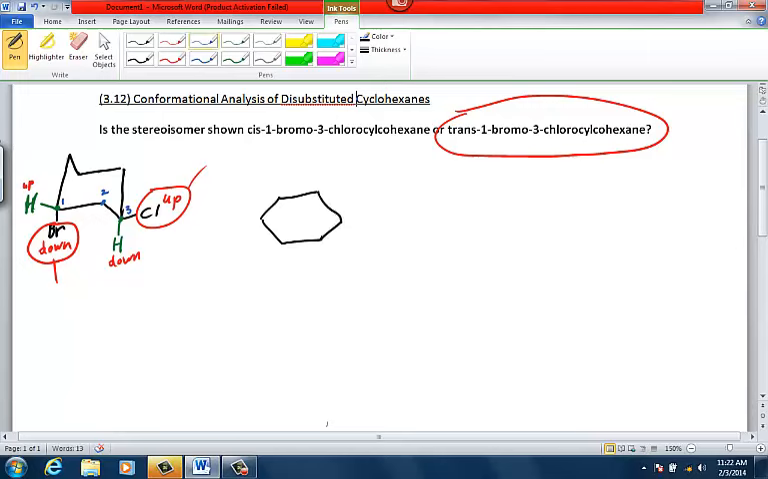we might say, okay, carbons 1, 2, 3, and we could draw it as bromine pointing down and chlorine pointing up, or alternatively, this might be shown as a wedge for chlorine to mean up and a dashed line for bromine to mean down.